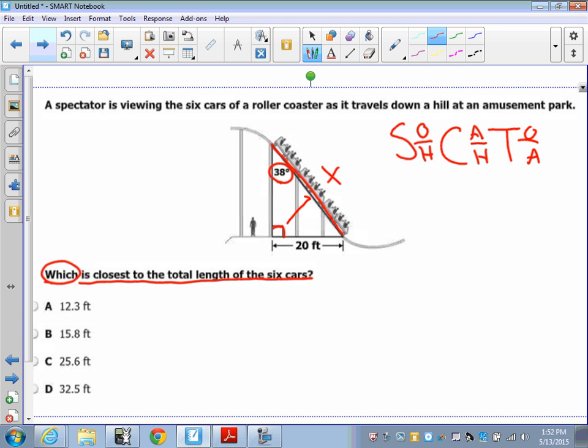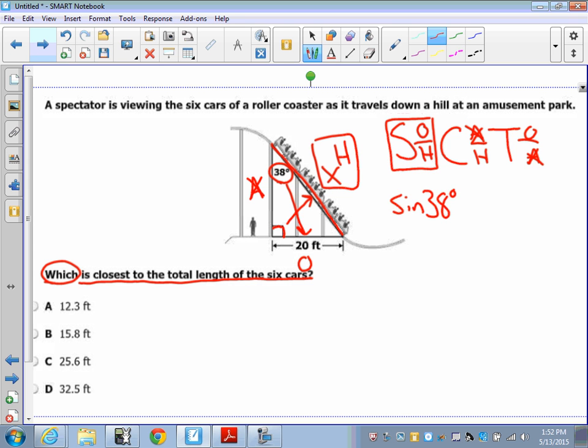So I labeled the triangle. That's the hypotenuse, and this is going to be the opposite. Remember, the opposite is based off of where the angle is. I do not have the adjacent, so I'm going to be using sine again. So the sine of 38 degrees is equal to opposite over hypotenuse, 20 over x.